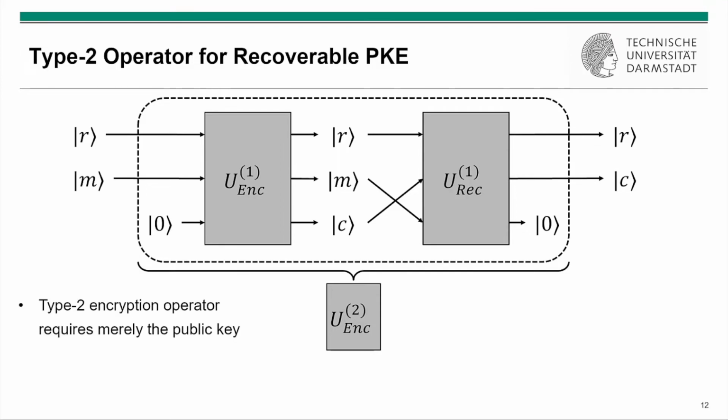Now here we have that the type 2 encryption operator requires merely the public key, because both the encryption and the recover algorithm only require the public key.